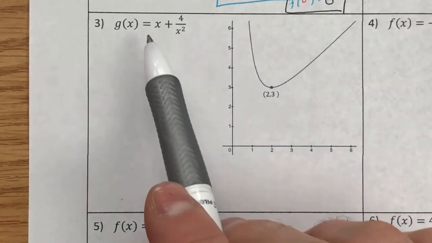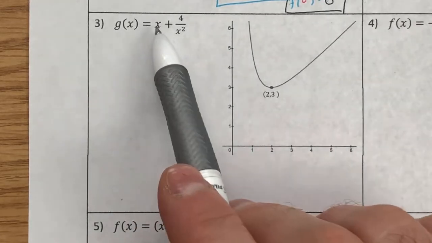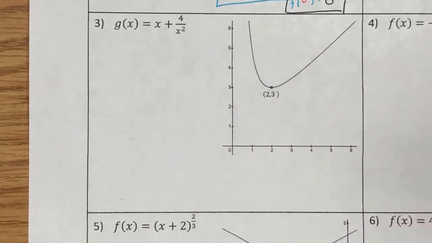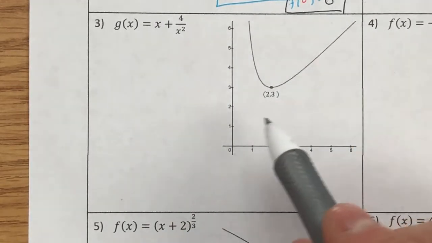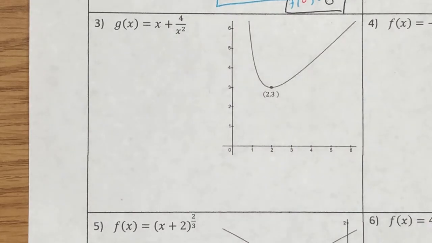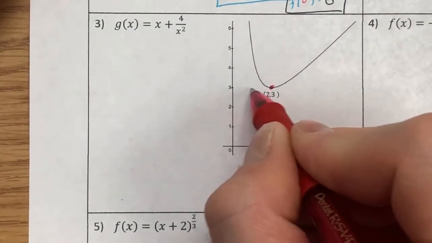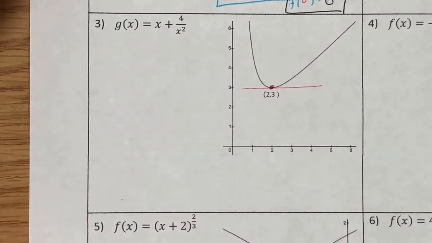So number 3, we've got this graph. g of x is equal to x plus 4 over x squared, which looks like this thing right here. And I want to find the value at (2, 3). The first thing I'm going to do is make sure there aren't any holes. It looks like the only way I can do that is by drawing a straight line through it. There's no weird things. So let's jump straight into this.